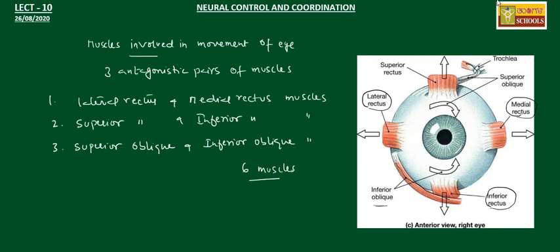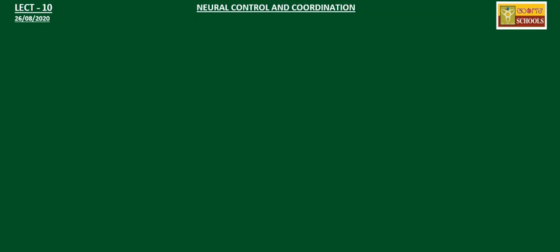So that's it about the eye. Next we'll see about the ear. The ear actually has two functions. One is hearing, which is auditory in function and helps to receive sound waves. It also has another function, which is maintenance of body balance.